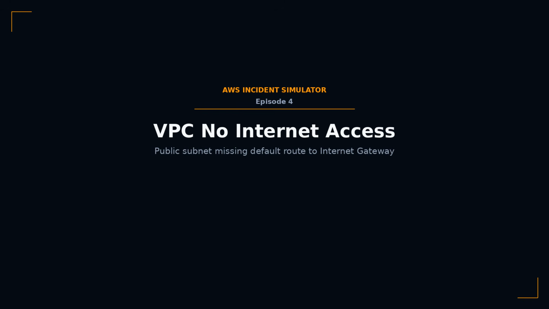AWS Incident Simulator, Episode 4. VPC No Internet Access. Public subnet missing default route to Internet Gateway. Let's get into it.